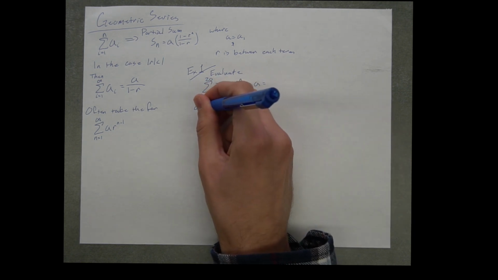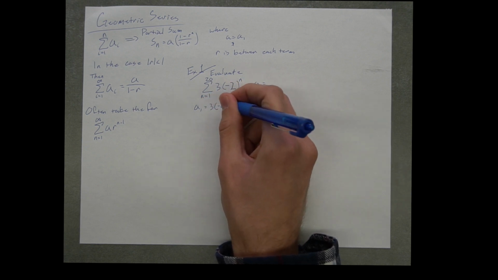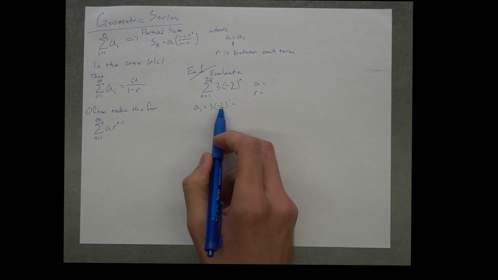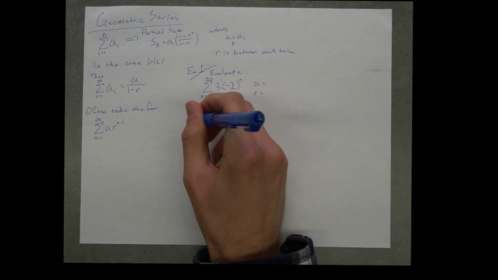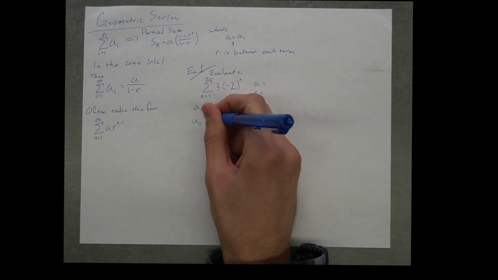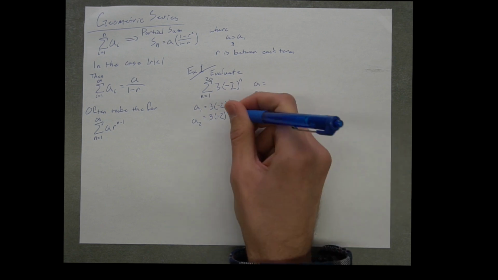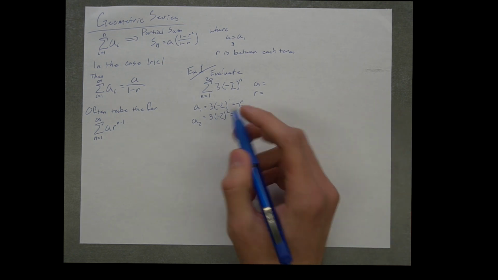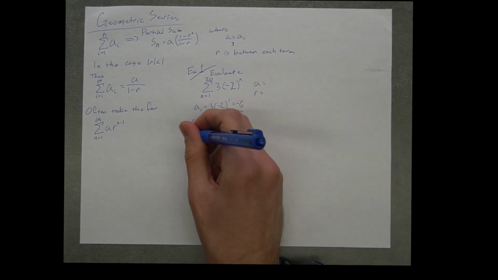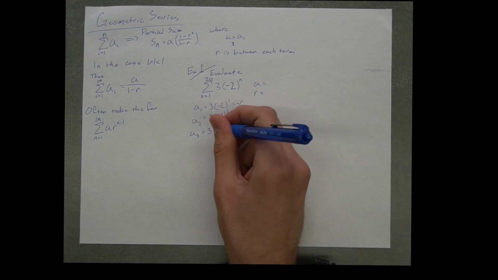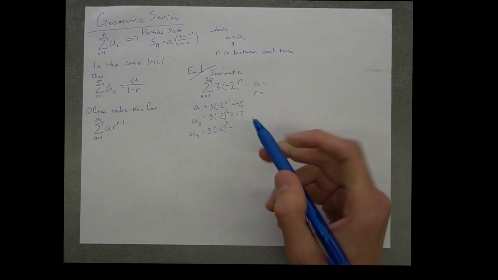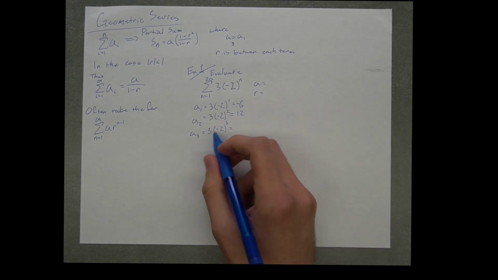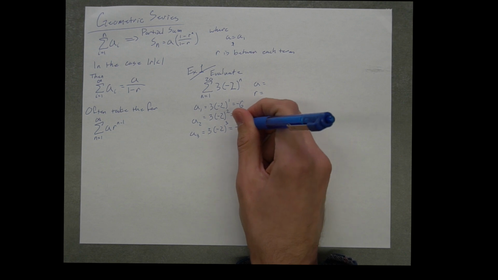So a sub 1 is equal to 3 times negative 2 to the 1. Negative 2 to the first power is just negative 2, times 3, negative 6. A sub 2 is equal to 3 times negative 2 to the second. Negative 2 squared is 4, 4 times 3, positive 12. And now a sub 3 is 3 times negative 2 to the 3. 2 cubed is 8. We still have this negative sign since the power is odd. 3 times 8 is 24, so negative 24.